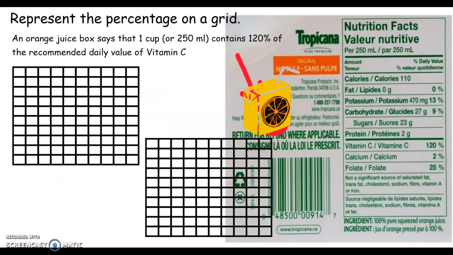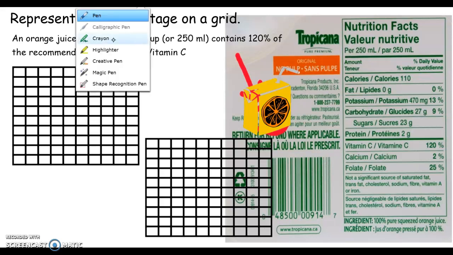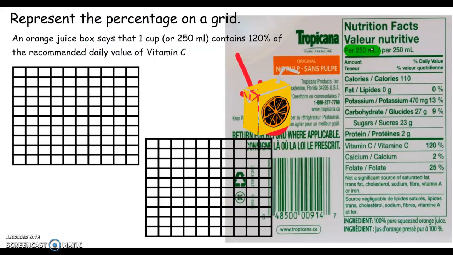Let's get back to food percentage labels. So this label I have on the left here, or the right, sorry, is from an orange juice carton. And it says here that 1 cup, you can see at the very top, let me get my highlighter, 1 cup, that's what 250 mils is, 120% of your vitamin C intake. That means we want 100% every day. If you drink 1 cup of orange juice, you get more than you need, 120%.